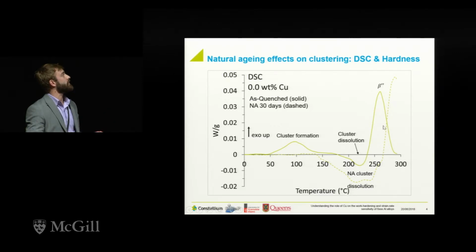Now, one of the things that you'll notice is that there's an increase in the peak temperature of the beta double prime peak. So as a lot of people have talked about before, this is what is known as the negative natural aging effect in the aluminum alloys. And this is something we do ideally want to avoid if, once we go through the paint bake process, we want to have a hard material.